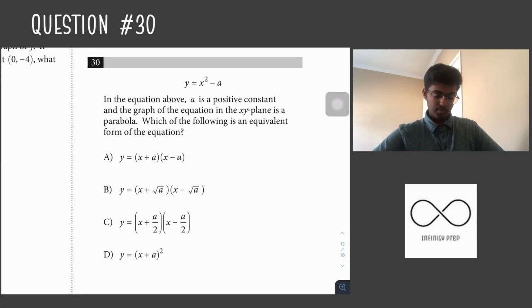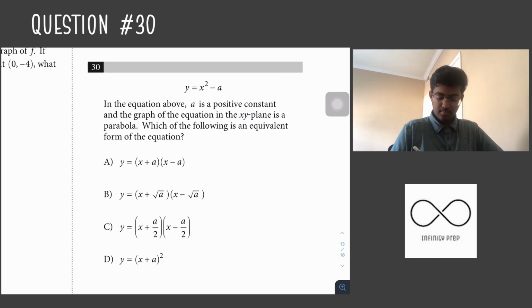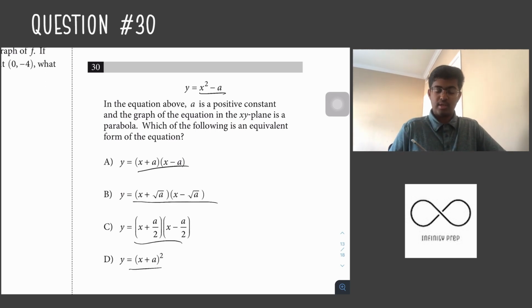Question number 30. In the equation above, a is a positive constant, and the graph of the equation in the xy plane is a parabola. Which of the following is an equivalent form of the equation? What we have to do is look at the answer choices and expand. So we have to do this for all the answer choices and check which of these expressions after the y is equal to x squared minus a.